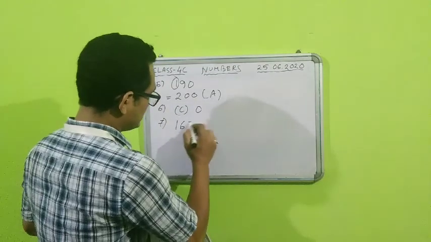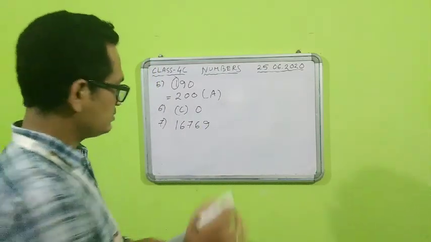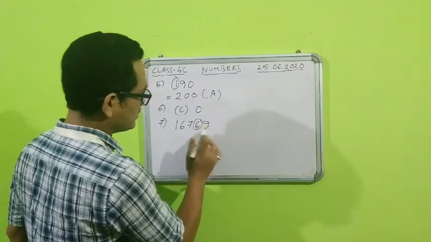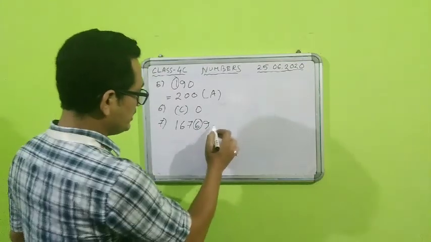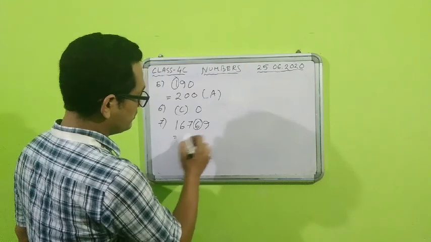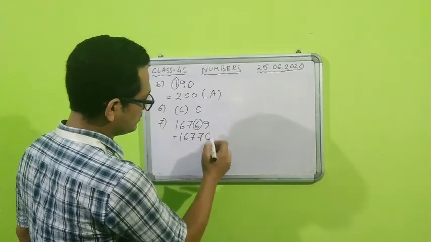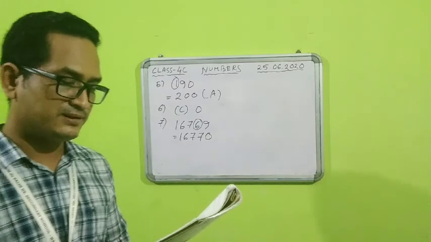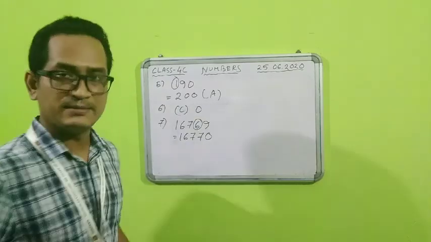16769. We need to round it off to the nearest tens. So what is the tens place? Tens place is this one. On the ones place it is 9, which is greater than 5, so we have to add 1 here. So this 6 plus 1 will become 7, and this will be 0. So 16770. So the answer, please write it down: 16,770.